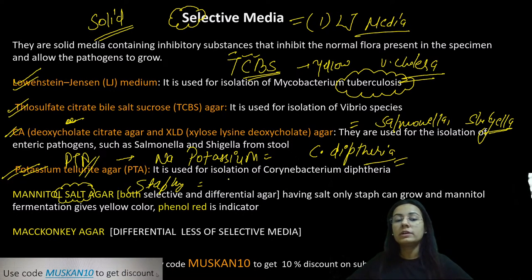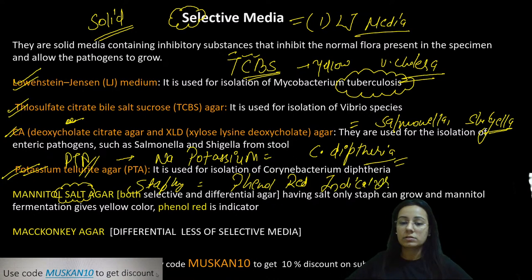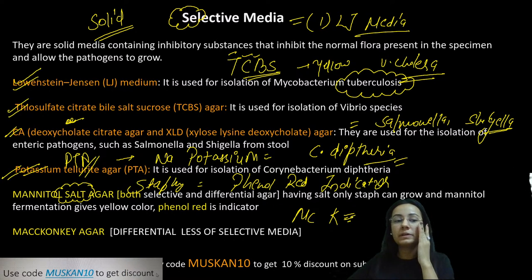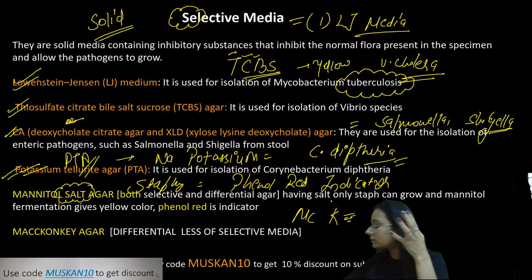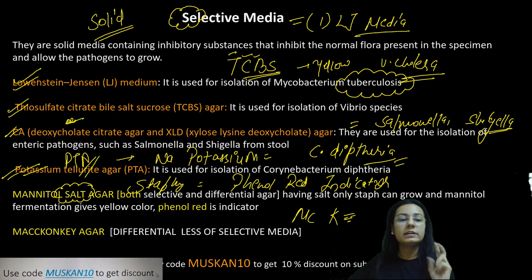So mannitol salt agar is what, selective as well as differential media, because the color will change to yellow. And what is the indicator? Phenol red is the indicator. Okay, next is the MacConkey agar. We know that it is a differential media but also selective media, and in MacConkey agar the colony will appear pink once the lactose fermentation takes place. So what are the examples of the selective? We need to remember Alkaline peptone water, TCBS, XLD, PTA, mannitol salt agar and the MacConkey agar.